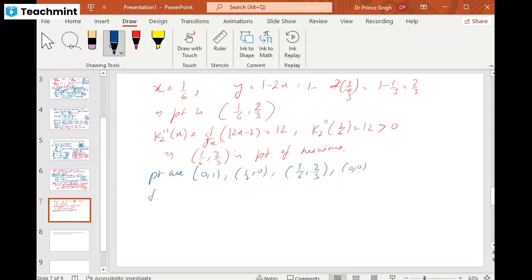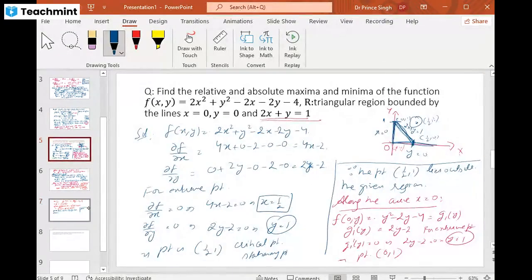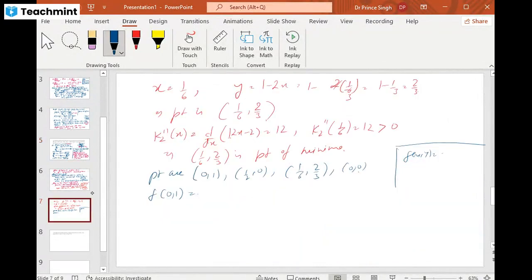So at the point (0, 1), what is f(0, 1)? Your function is f(x, y) equal to 2x² plus y² minus 2x minus 2y minus 4. So here put x equal to 0 and y equal to 1: minus 2 times 0 minus 2 times 1 minus 4. So 1 minus 6 is minus 5.